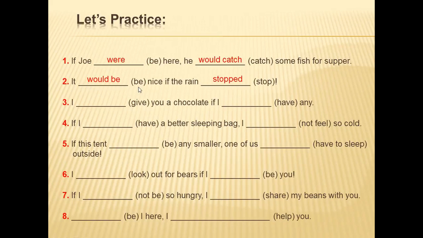If the main clause comes first, you do not need to use a comma. But if the if clause comes first, you have to use a comma after the if clause. You have to remember this one as well. Number 3: I could give you a chocolate if I had one. This one has no comma because the if clause comes second. Number 4: if I had a better sleeping bag, I would not feel so cold.